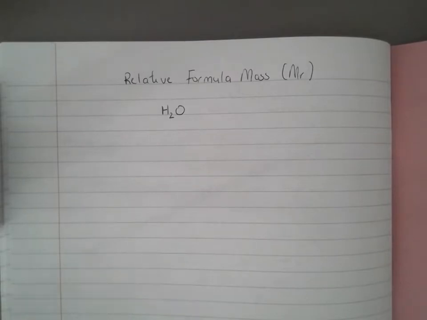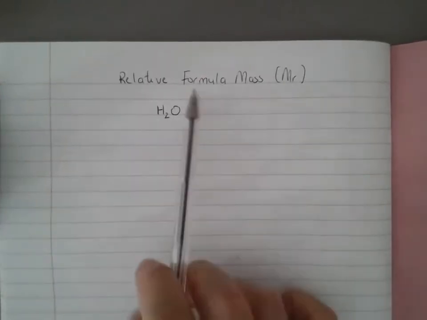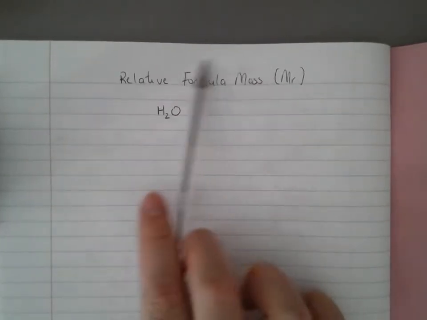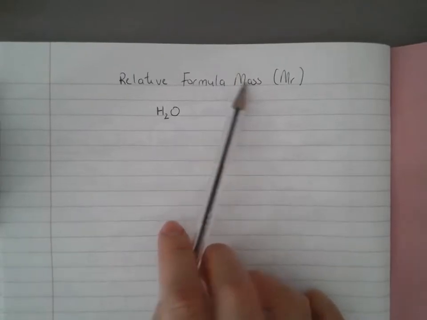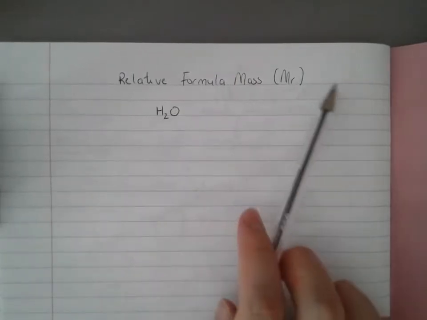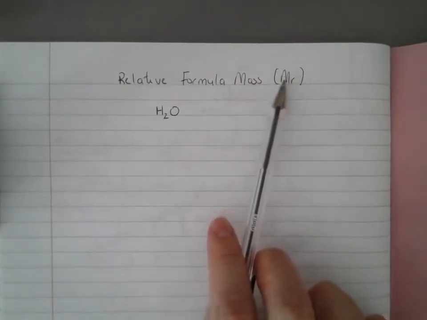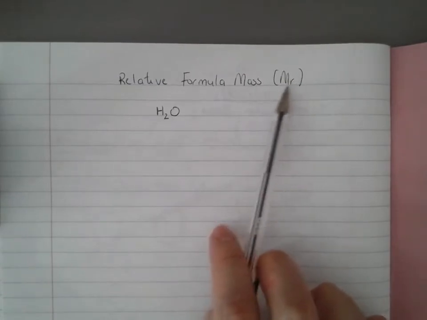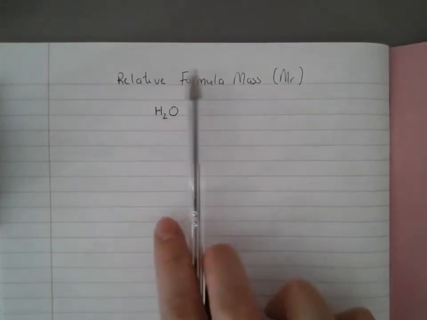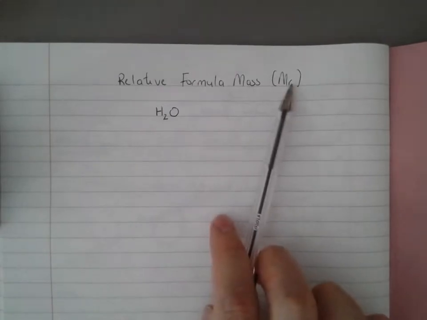Today's title specifically is called Relative Formula Mass, and we are going to be looking today at what relative formula mass is and how to calculate it. Relative formula mass is often just written as a symbol, a capital M and a lowercase r. So it's called relative formula mass, and that would be the symbol.